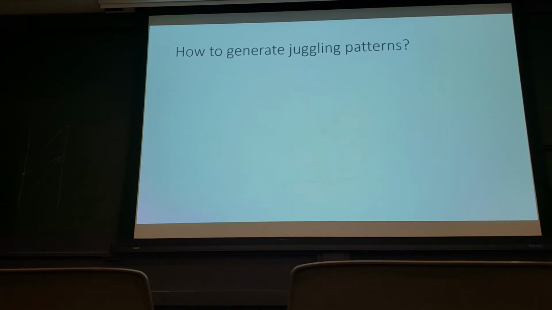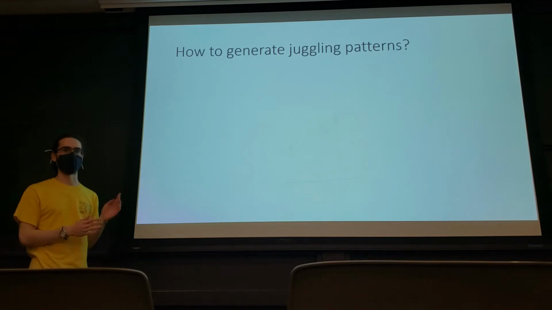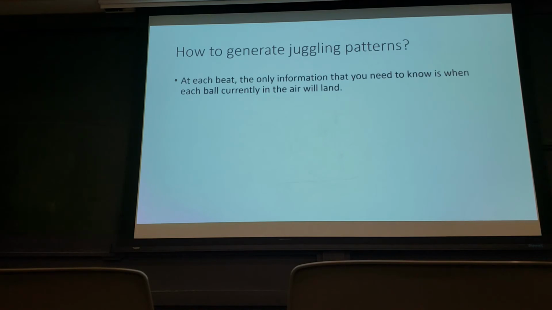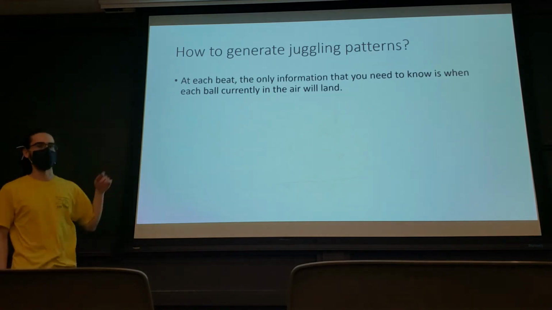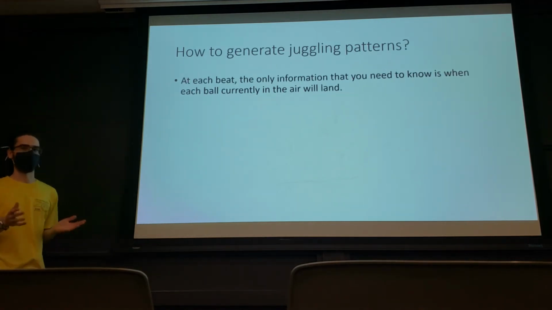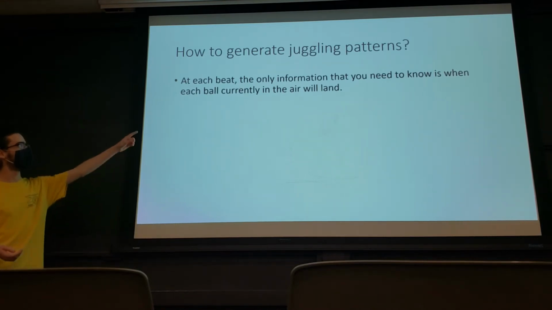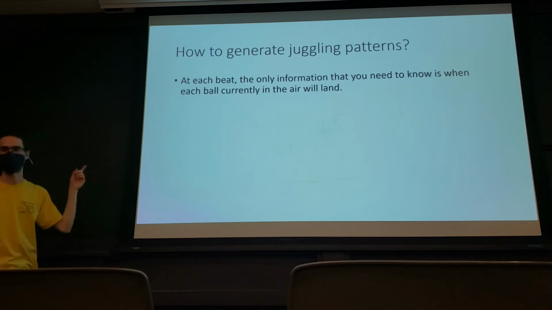Okay, so anyway. So how do we generate juggling patterns? Well, you can draw ladder diagrams and you can sort of figure out that way, but we like to work basically with just the numbers, ideally, to make it easier on ourselves. It turns out at each beat, the only information that we need to know what throws are legal and which ones aren't legal, is when each ball currently in the air is going to land.